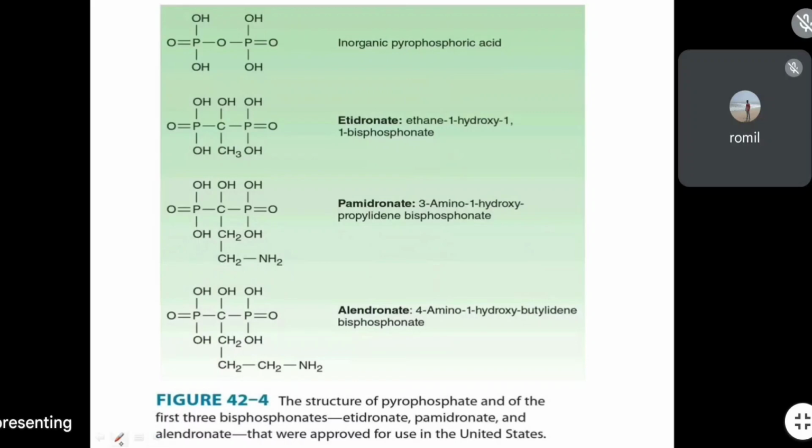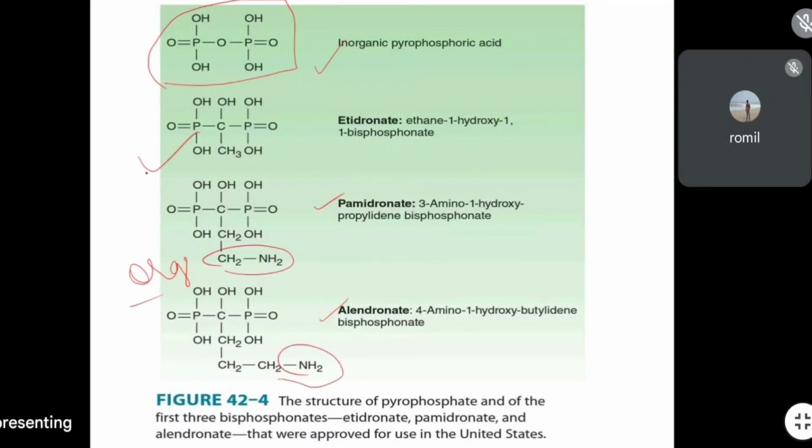I have taken this from Katzung's pharmacology textbook. You can see this is the inorganic one; here we don't have an amino group. This is inorganic pyrophosphate or bisphosphonate, etidronate. Etidronate is inorganic. Pamidronate and alendronate are organic forms, because they have an amino group.